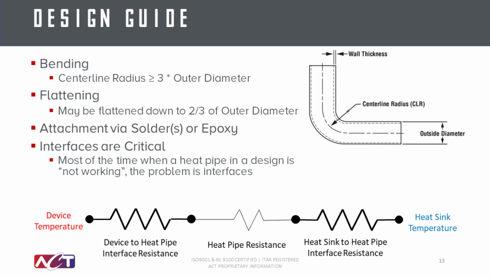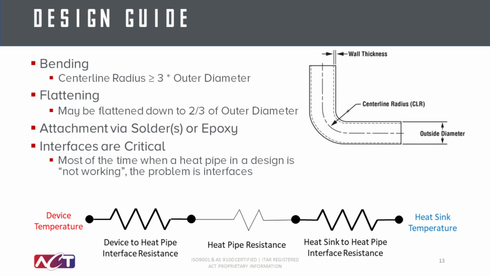To bend a heat pipe, we recommend a bend radii greater than 3 times the outer diameter of the heat pipe. So for a 6-millimeter heat pipe, that'd be an 18-millimeter bend radii taken from the center line radius. To flatten a heat pipe, you can flatten it down to 2/3 of its original outer diameter without impacting its transport capacity. What that means is you can take a 6-millimeter heat pipe down to 4 millimeters flattened and have it still move the amount of power that the 6-millimeter showed you on the chart.